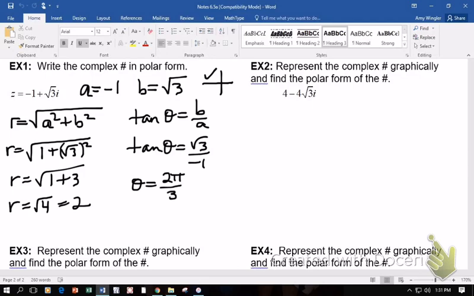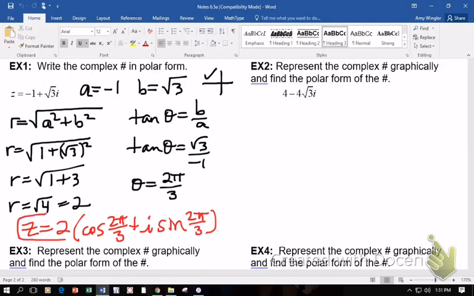You need to take this answer and put it back into polar form. And polar form is z equals r times the quantity of the cosine of theta plus i times the sine of theta. And you're done.